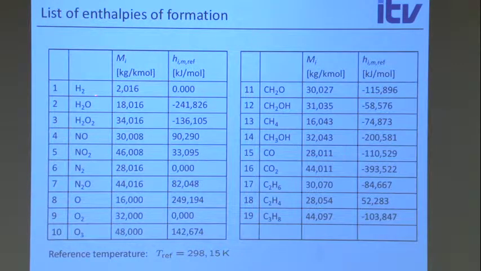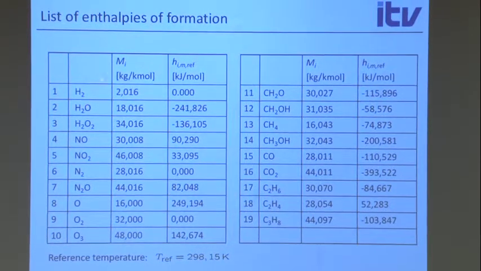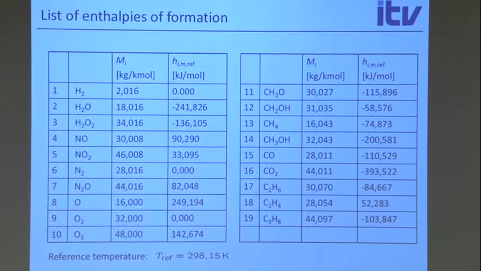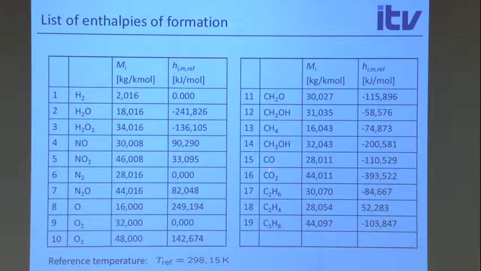So they can be tabulated, and here these are the reference enthalpies at 298.15 K for different species. Here you see, for example, hydrogen, nitrogen, oxygen molecule. They're all defined to be zero, as we said. And then relative to this, you see here H2O is negative, CO2 is negative, and so on.